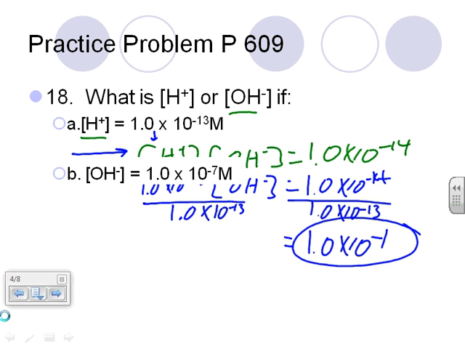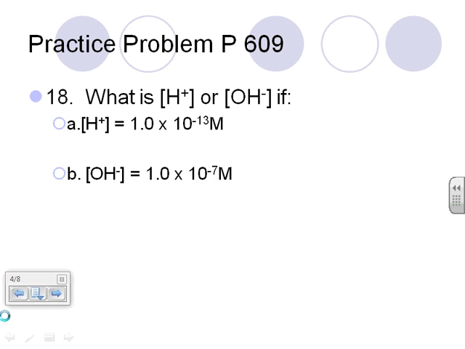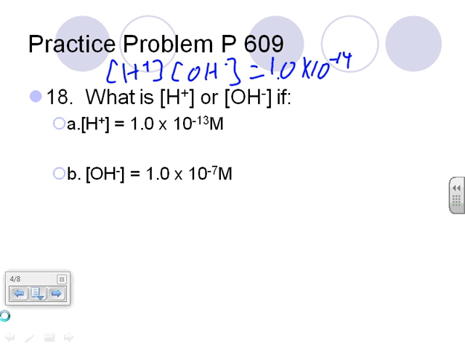Another example here. Same thing going on, but here we're given OH-. H+ times OH- equals 1.0 times 10 to the minus 14th. It's always good to write that down, helps you learn it.